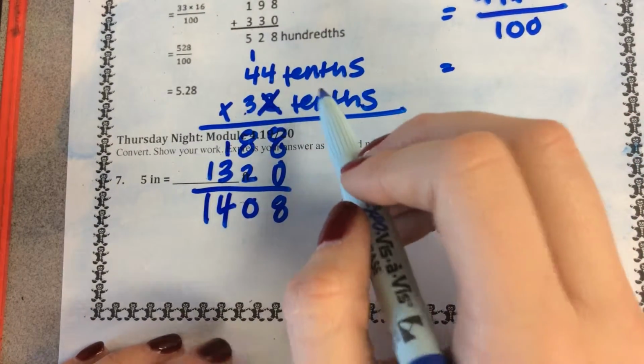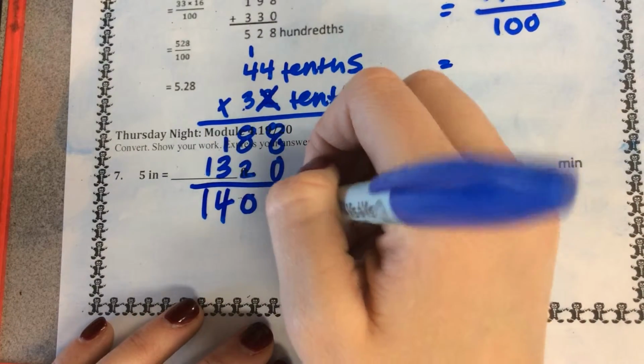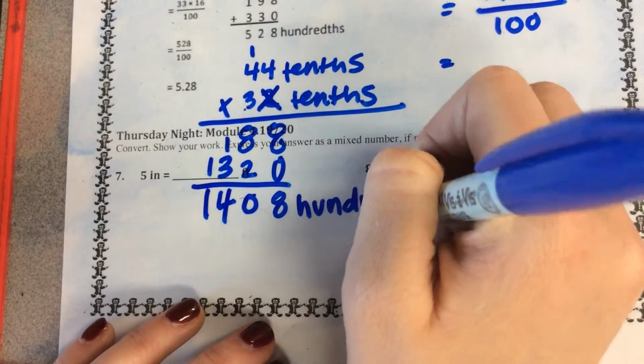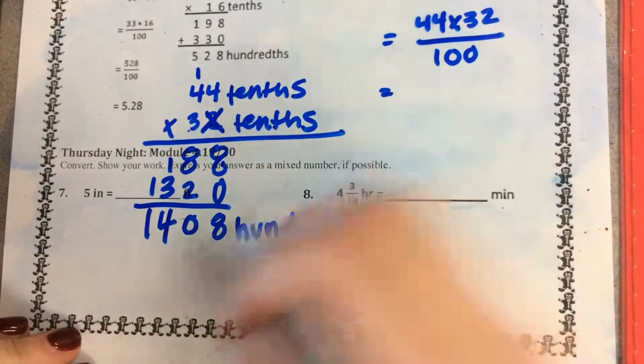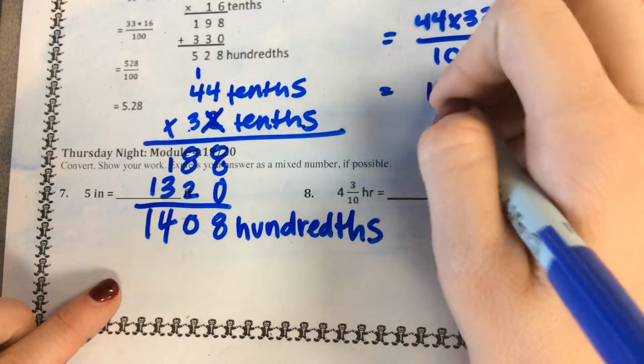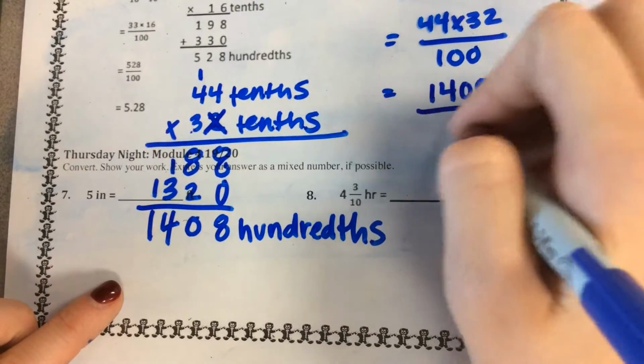If we're doing tenths times tenths, we're going to end up with hundredths. Okay, so we've got to write that as a fraction over here too. So that's 1,408 over 100.